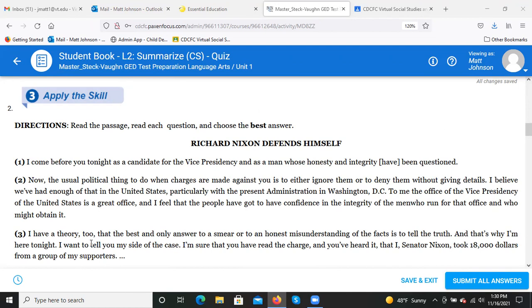To me, the office of the vice presidency of the United States is a great office, and I feel that the people have got to have confidence in the integrity of the men who run for that office and who might obtain it.